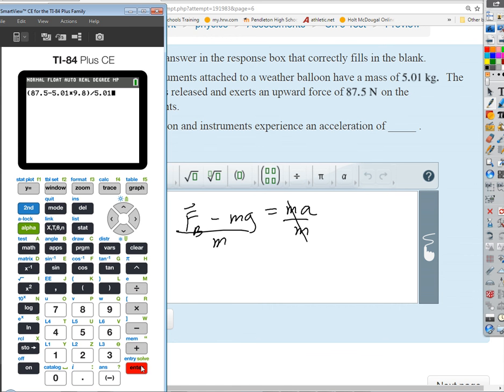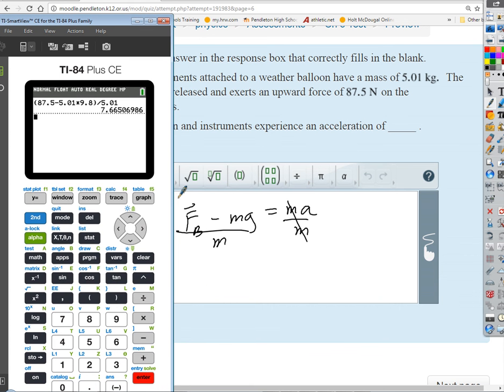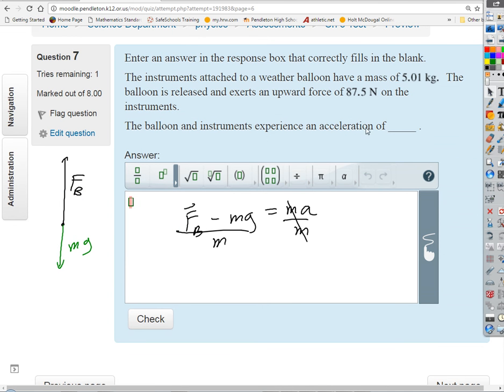Gives us, rounded to 3 places, what is that? 7.67 meters per second squared. Okay, good. We're dealing with acceleration. So 7.67 meters per second squared. Okay?